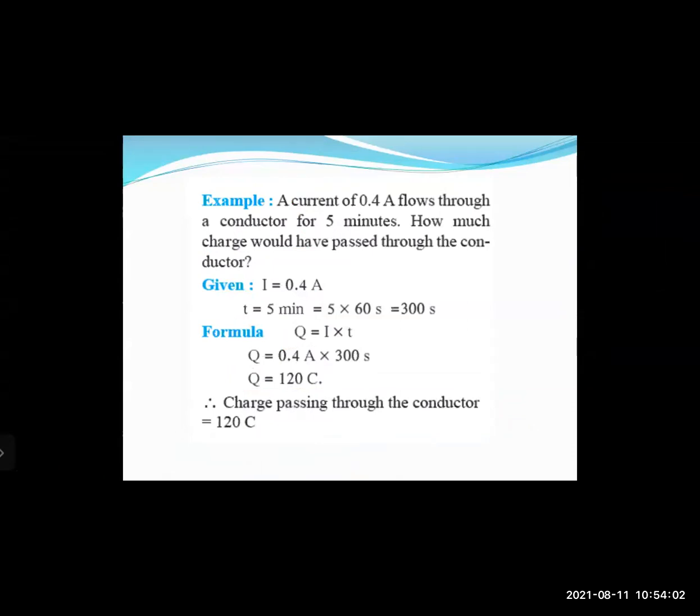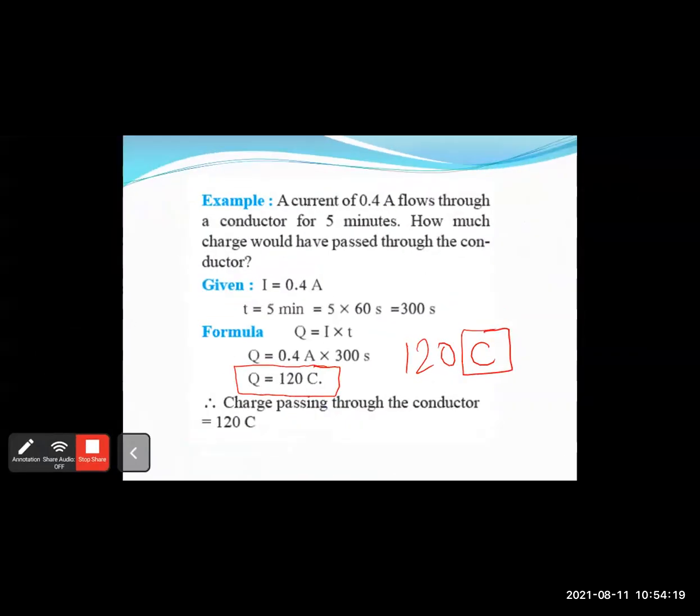Now, always remember that whenever you're writing the answer, make sure you do not miss the unit. The final answer is what? 120 coulombs, right? So make sure you are writing the unit. Why? Because a unitless quantity will make no sense. So you have to include the unit of coulomb here. If you do not write the coulomb, half a mark will be deducted.